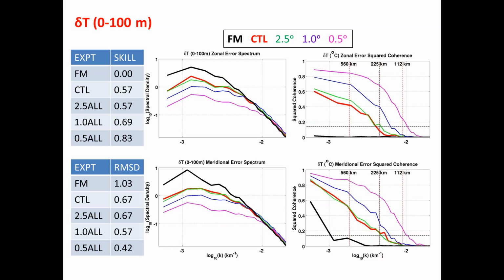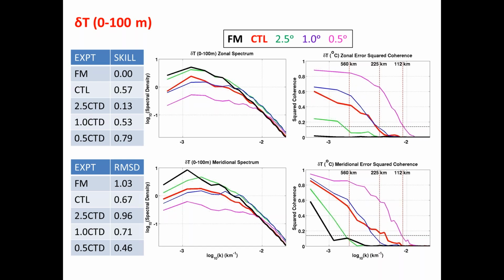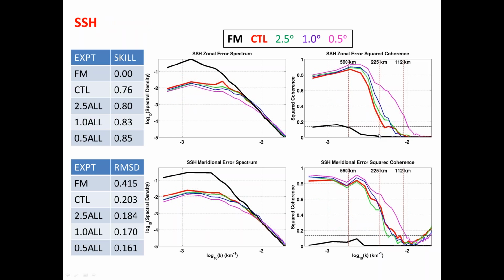Very quickly, I'll go through the other three variables because results are generally quite similar. This is delta T between the surface and 100 meters. What you see is that the upper ocean temperature profile is substantially corrected by the assimilation. Again, not so much for the 2.5 degree deployment, but substantially for the 0.5 degree. And the same for assimilating CTD alone. Again, seeing the confinement of the improvement to scales larger than the Nyquist wave number.